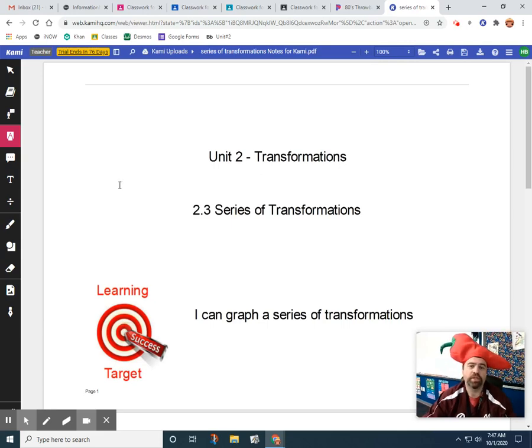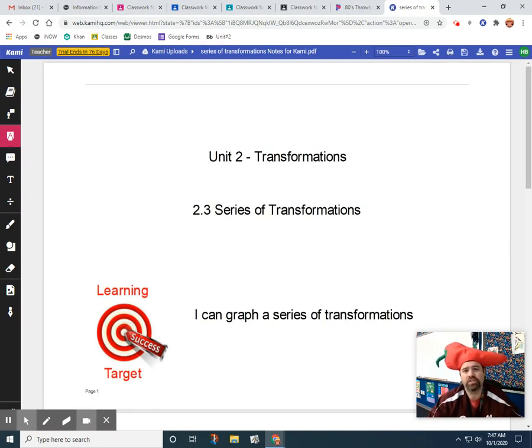Good morning, geometry. So today I wanted us to move on with our transformations, and I want to actually show you how to perform what's called a series of transformations. All that means is that you're doing more than one. We're not going to do rotations. That's one that I haven't figured out a way for us to do remotely, so we're just going to stick with the reflections and the translation.